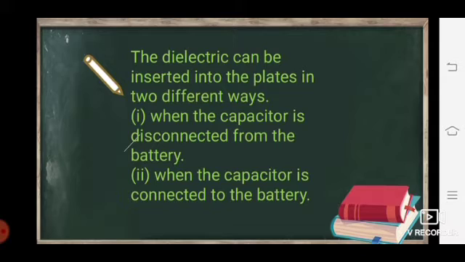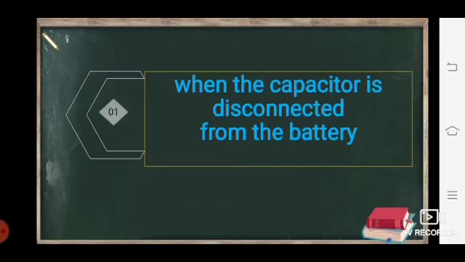In the first, the battery is disconnected from the capacitor, and we calculate the capacitance of the capacitor. In the second, the battery is connected to the parallel plate capacitor. So the capacitance is calculated in two ways: first when the capacitor is disconnected from the battery, and next when it is connected to the battery. First case, when the capacitor is disconnected from the battery.